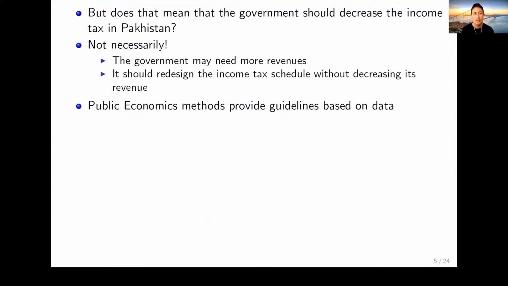But then the point is, does that mean that the government should decrease the income tax in Pakistan? The point here is that not necessarily, because the government may need more revenues because it needs to invest in education, health, and so on and so forth. Because of that, what really needs to be done is for the government to redesign the income tax schedule without decreasing its revenues. But this empirical analysis doesn't address that issue. So what public economics methods provide is guidelines based on data. I'm going to be talking about this method today.